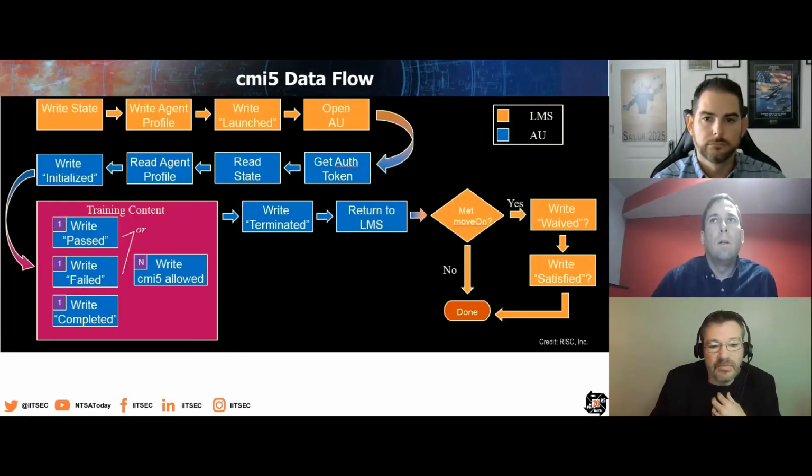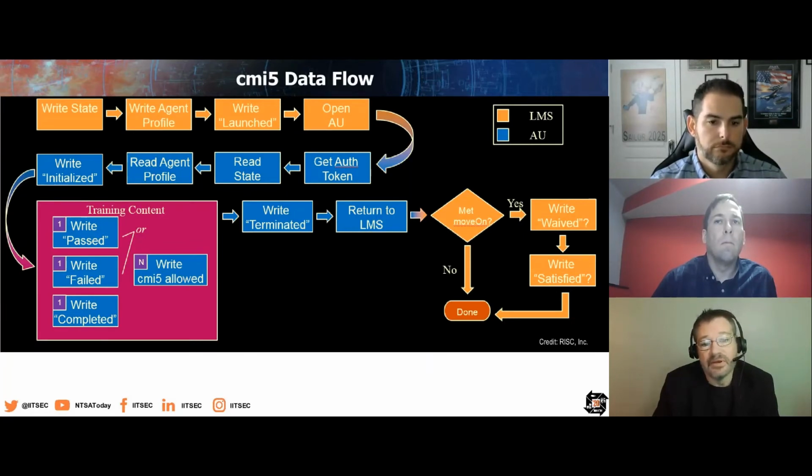In this chart, we look at the data flow of a cmi5 launch session. First, the LMS writes a state document. The state document includes things that the AU needs to know in order to send valid cmi5 statements during this session. First off, it includes something called a context template. This context template has to be included in the context area of an xAPI statement for every statement that the assignable unit or the LMS sends.